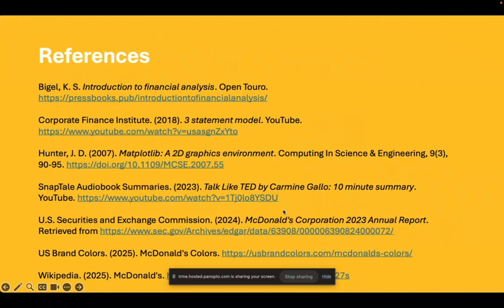So these are the references I have utilized to create this presentation. Most of the statements are taken from the US Securities and Exchange Commission.